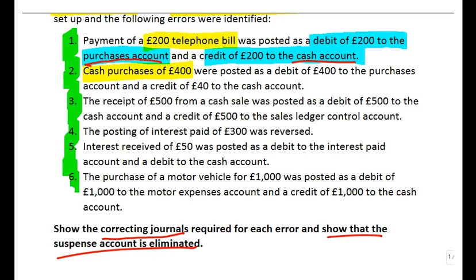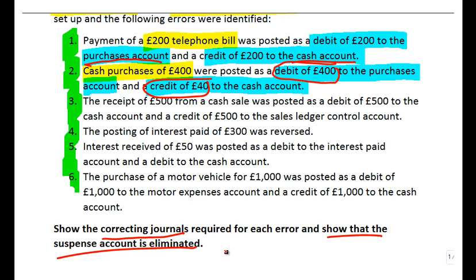Now, they were posted as a debit of 400 to the purchase account and a credit of 40 to the cash account. And again, if we start by literally looking at what they've posted, there's a debit of 400, a credit of only 40. So in fact, the double entry they posted did not balance. If that double entry did not balance, the trial balance would not balance. So this error is going to have had an effect on the suspense account. This error would be disclosed by the trial balance. Because of this error, the trial balance wouldn't balance.